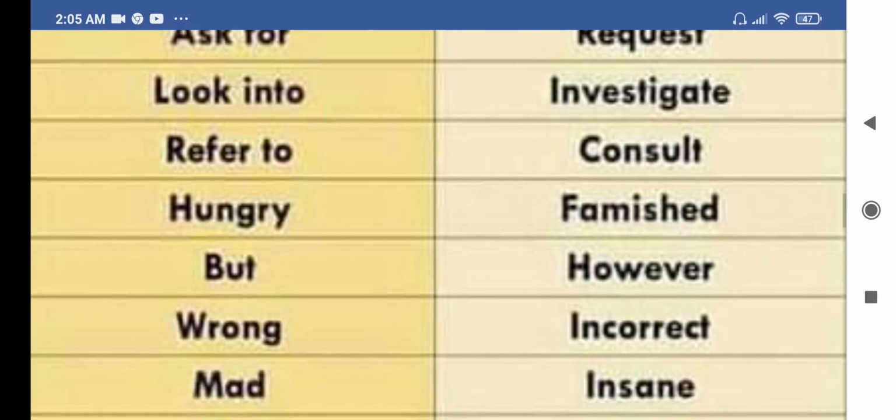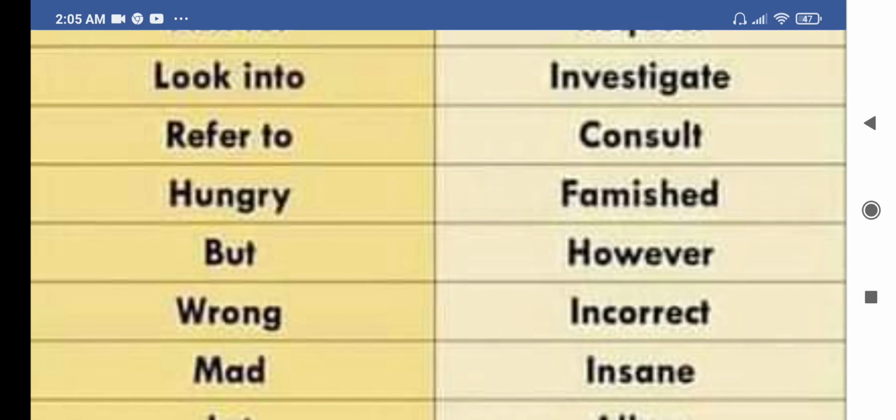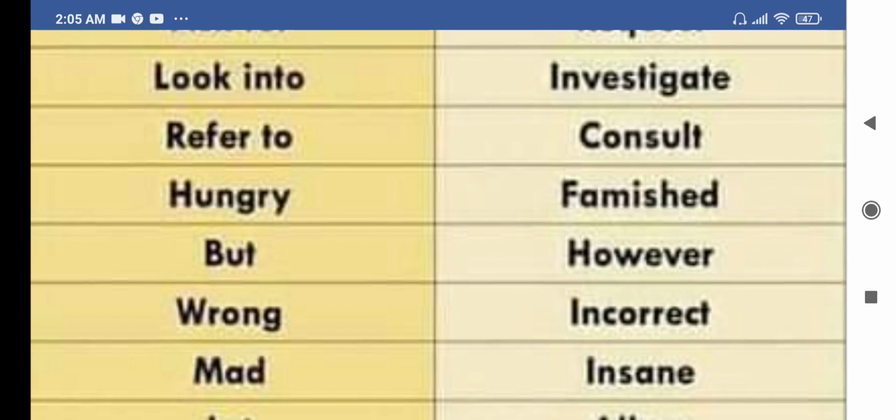Now next example, look into, investigate. Look into, this is informal, and investigate is formal. The police has investigated the matter. This is very much formal use. And in an informal setting you can say like this: the police has started to look into the matter.